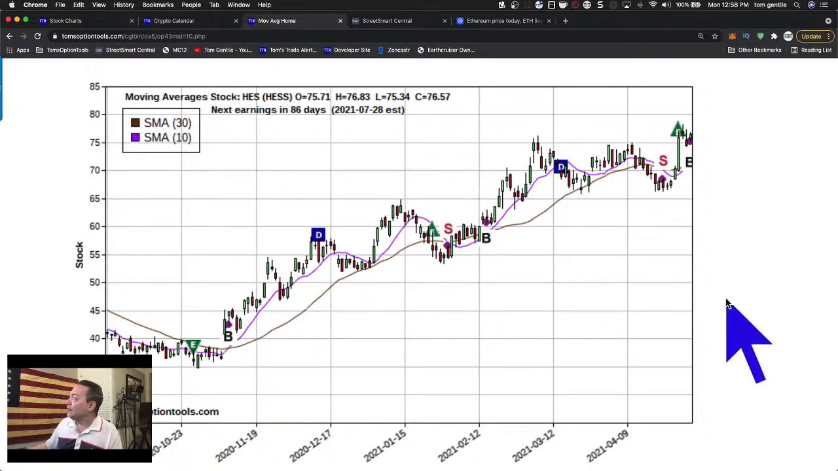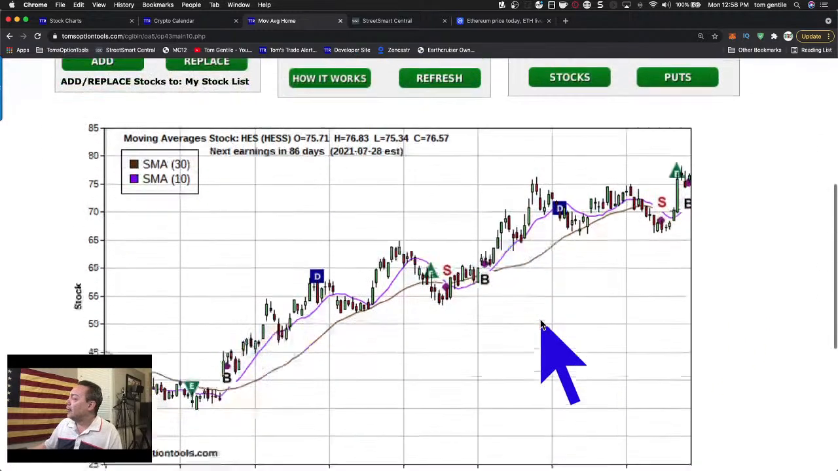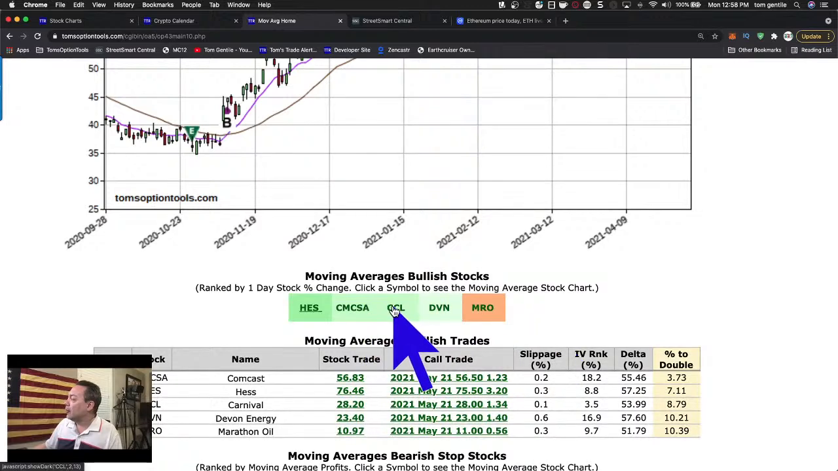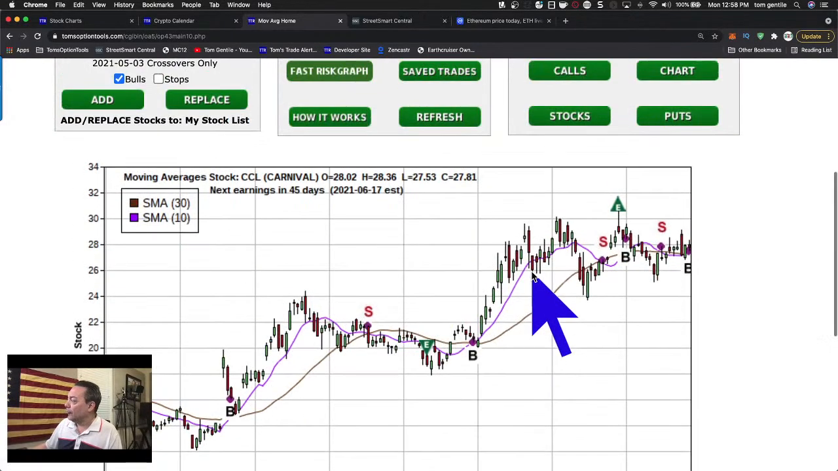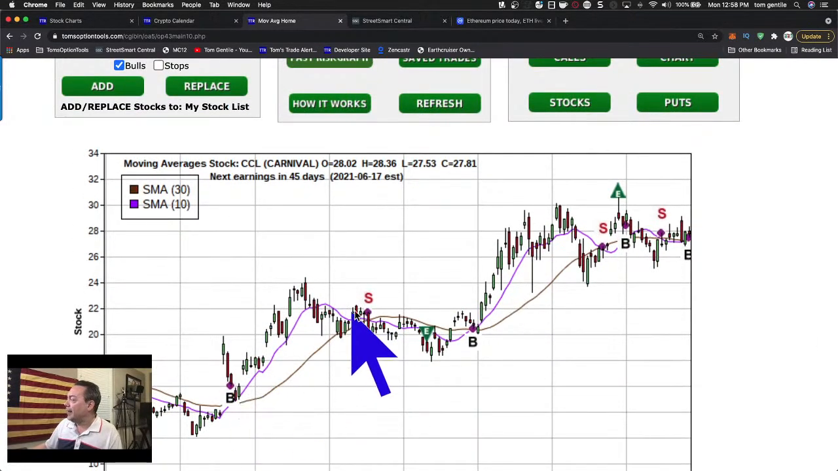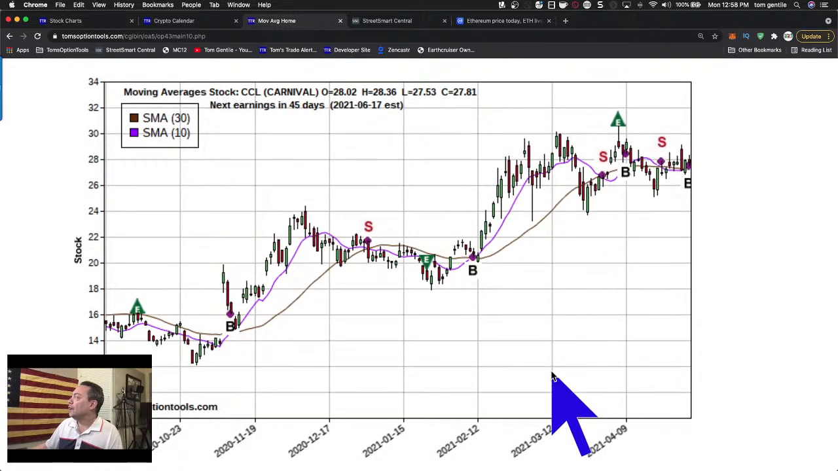So I would look at each of these, and based on those determinations, let's look at Carnival. What's Carnival done? Carnival had a buy at 16 and a sell in around 20. Then it had to buy again at 20, and it had to sell up here around 26 or so. Then it had the buy at 28. It had to sell just below 28. It has the buy again right around 28. And so that's what the moving average crossovers are showing for Carnival Cruise.